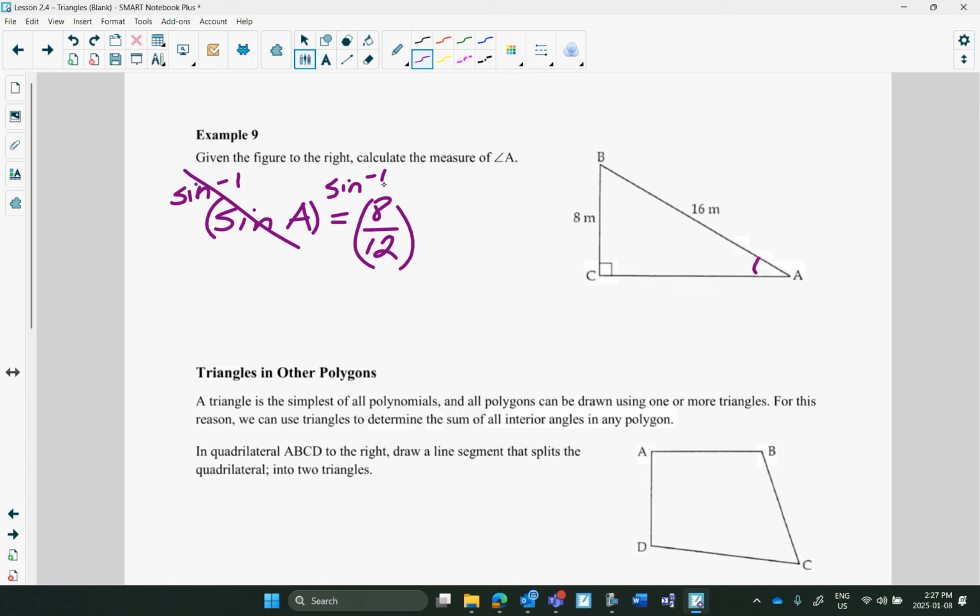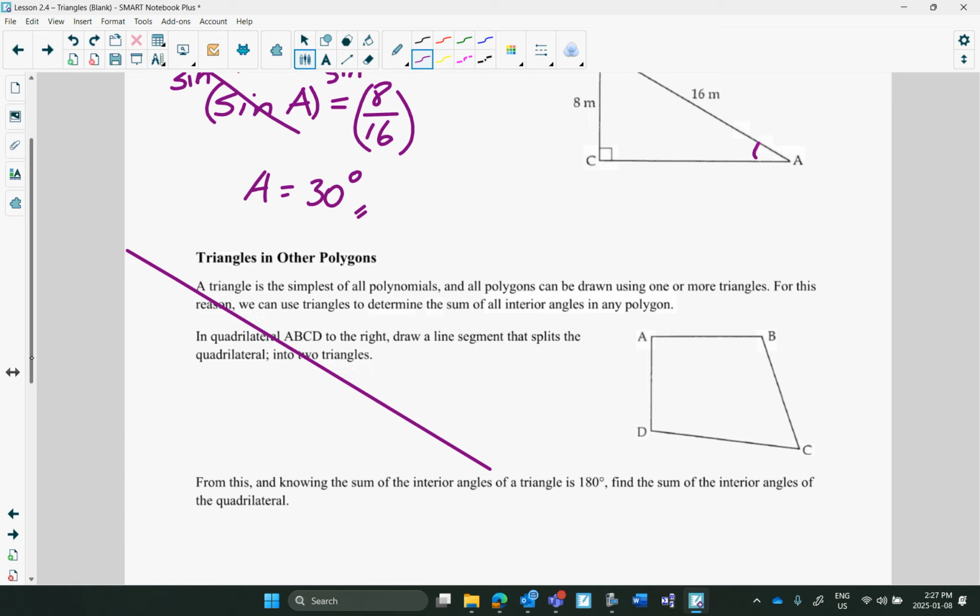One decimal place again. 30 looks like 30. Oh, what did I put, 12? 16. It's still 30 degrees, you're right. I just wrote 12 instead of 16 for some reason. Okay. So that's a review of trig.